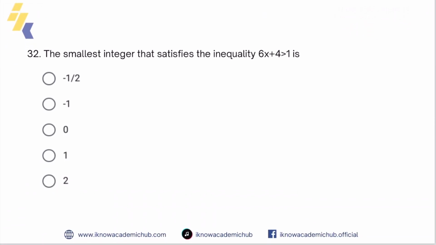Next problem. Ito. So, the smallest integer that satisfies the inequality 6x plus 4 greater than 1 is. Okay, so we have here 6x plus 4 greater than 1. So we have here 6x greater than 1 minus 4. 6x is greater than negative 3. Then we divide both sides by 6. Thus we have x is greater than negative 3 over 6 or negative 1 half.